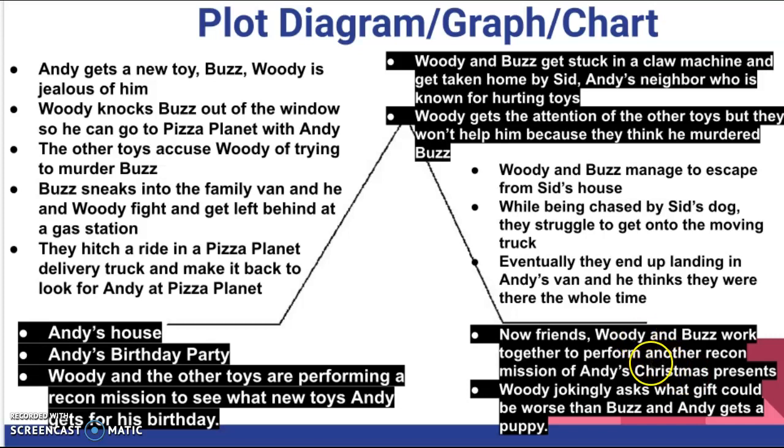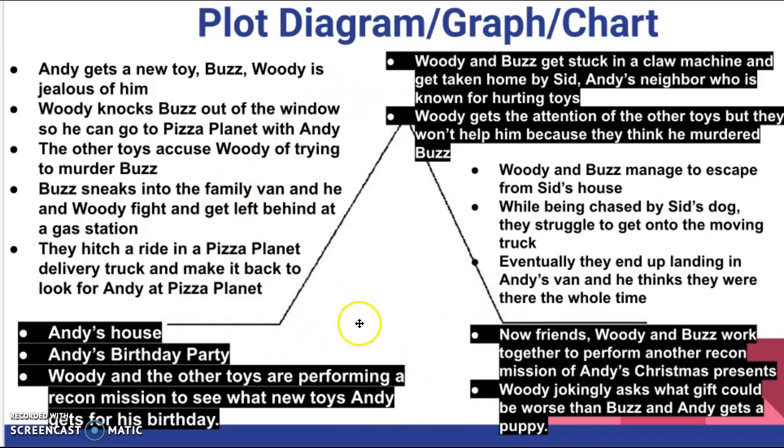Now friends, Woody and Buzz work together to perform another recon mission of Andy's Christmas presents. Woody jokingly asks what gift would be worse than Buzz, and Andy gets a puppy. So that's the gift that could be worse than Buzz. So these are all the events of the story. Everything, yes, it's in order.